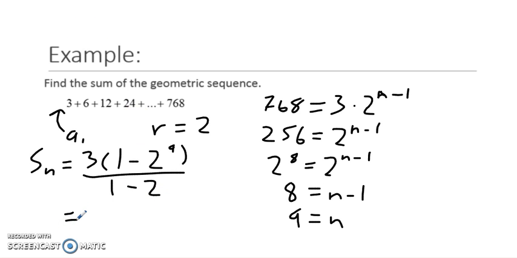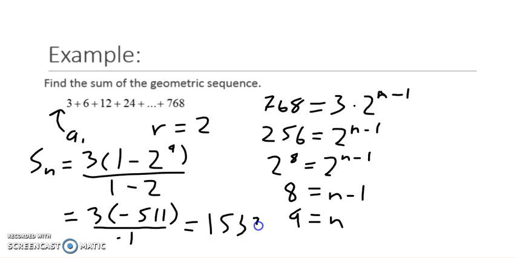If you simplify this a bit, you'll have 3 times negative 511 all divided by negative 1. So the negatives are just going to cancel out, but I do need to evaluate 3 times 511, which is going to be equal to 1,533. So that's our final answer. That's the sum of all of the terms. Even though we didn't have them all listed out, there were some numbers we didn't even figure out. Now I know that adding them all up equals 1,533.